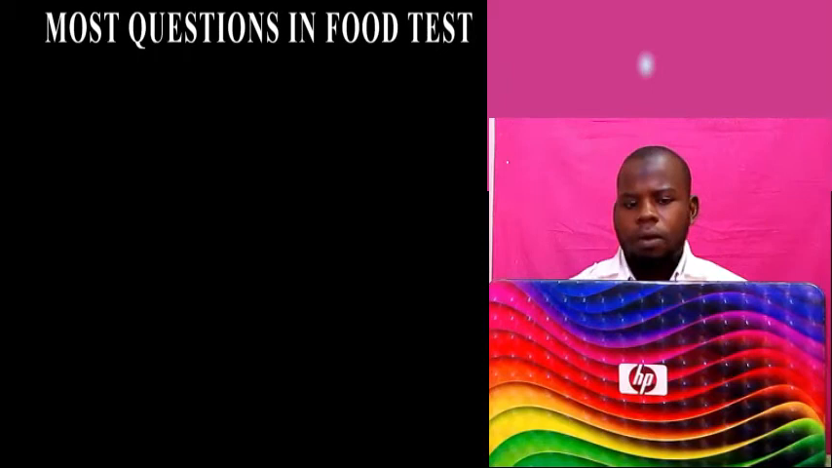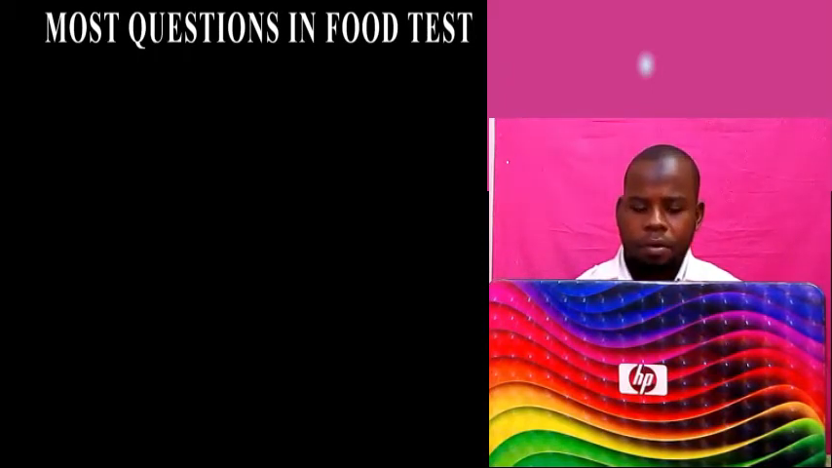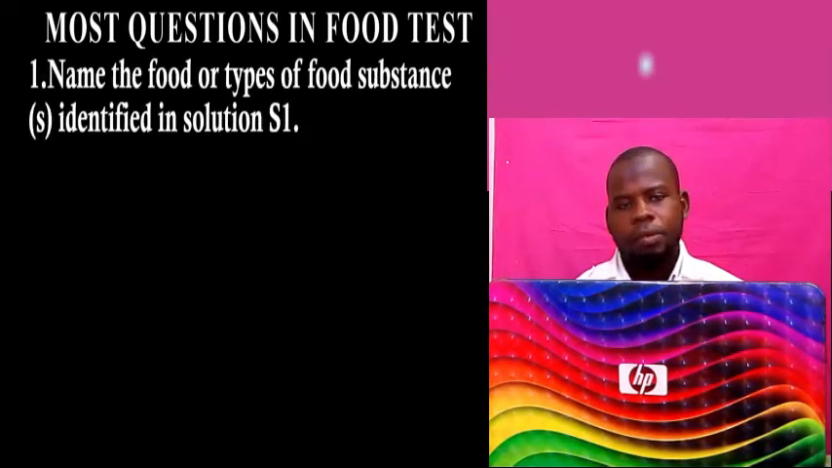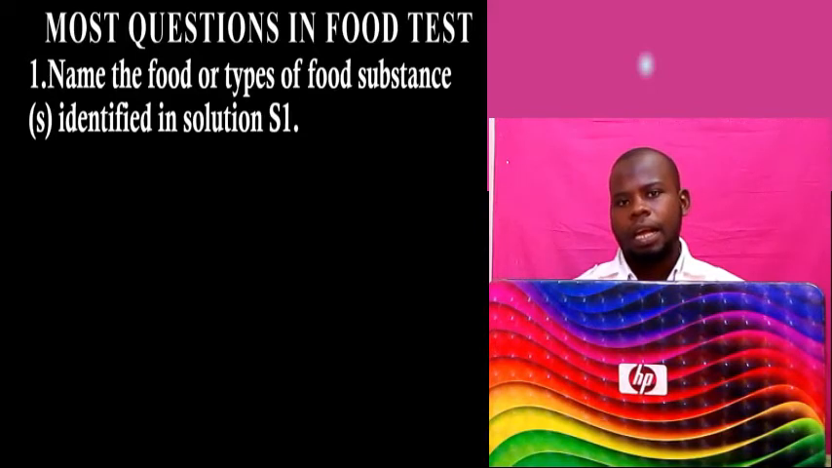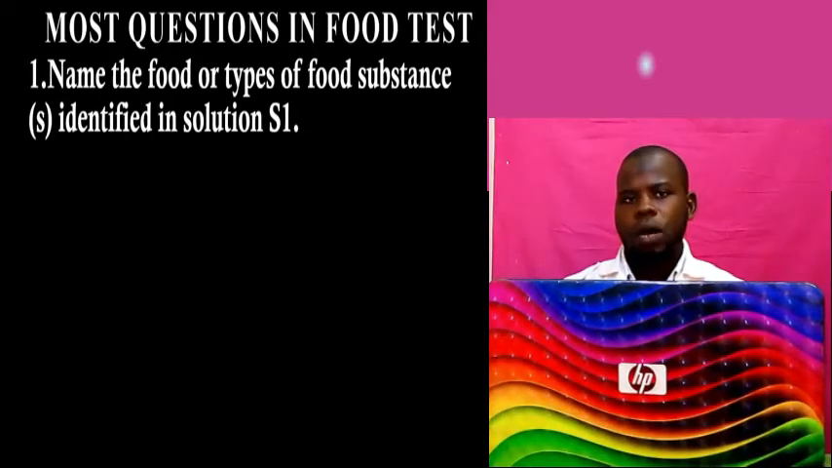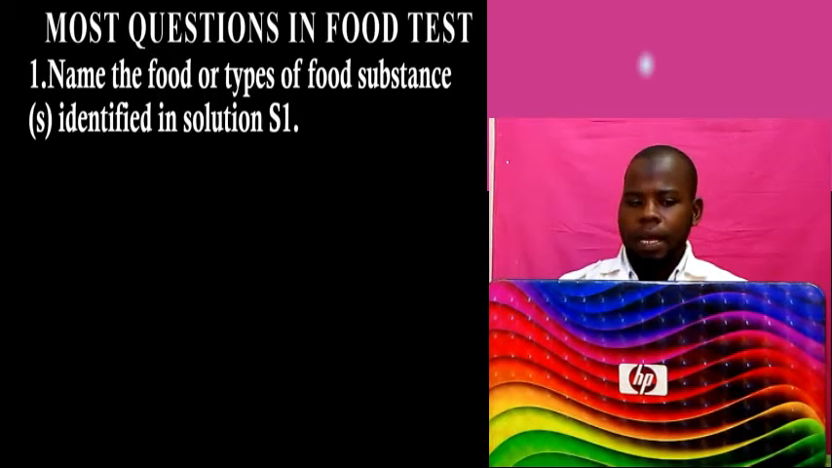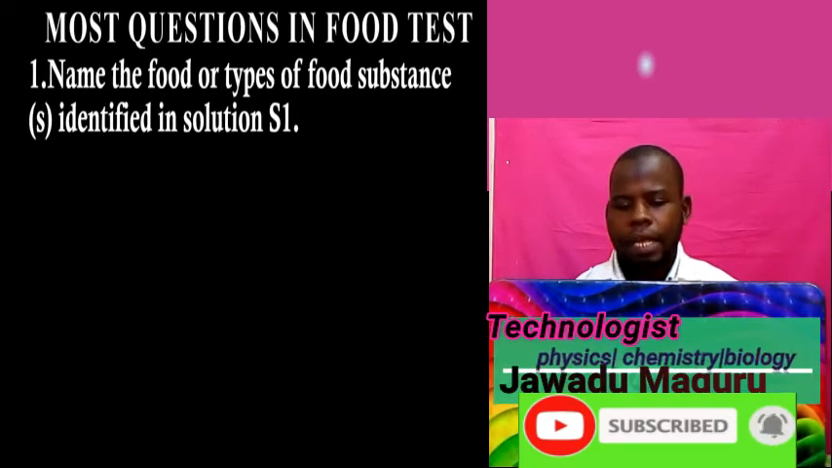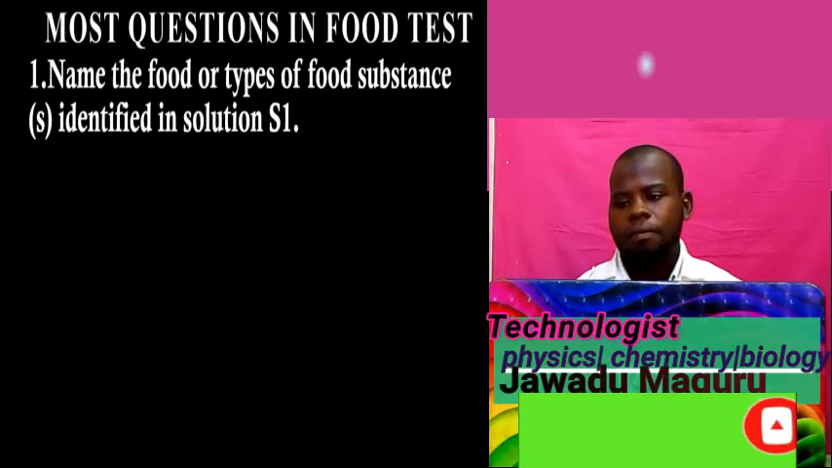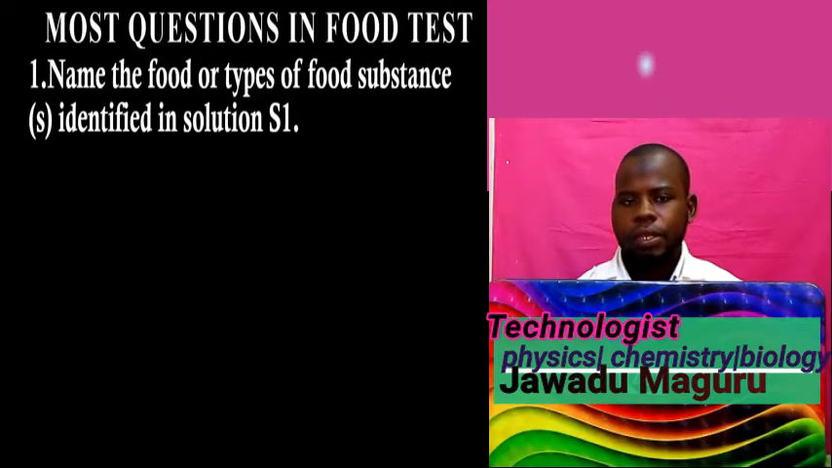Let's proceed with the questions that are very important to this practical question. The first question is, after testing, there is a food present. We assume those foods are present in sample solution S1. The first question is, name the food or types of food substance identified in solution S1.